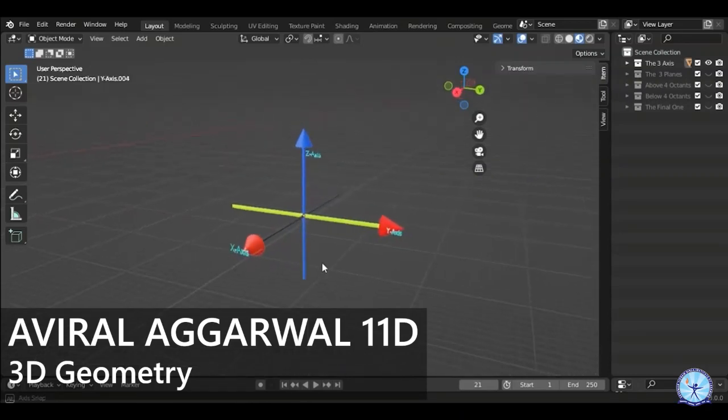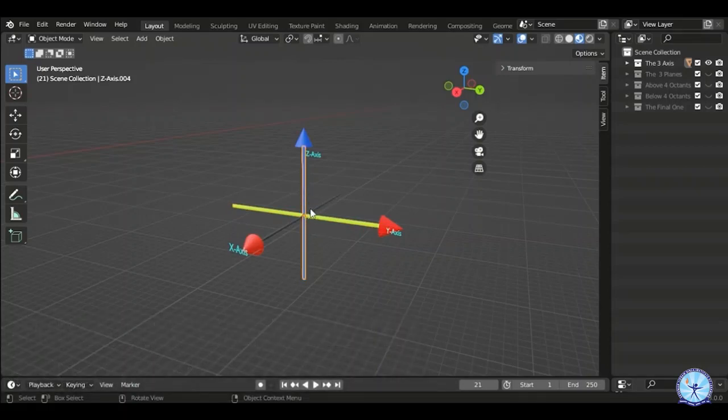Starting with the basics, here are the 3 axes: the x-axis, the y-axis, and the z-axis. Point to be noted is that all of these three axes are mutually perpendicular to each other, which means it forms a 90-degree angle between any of the two axes.